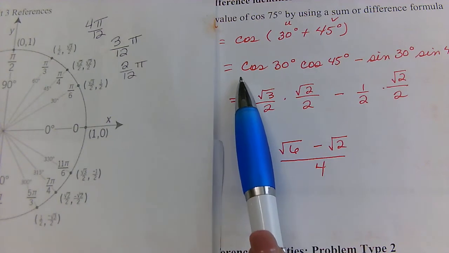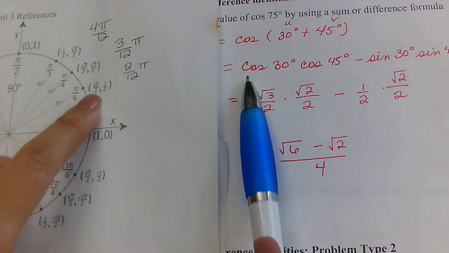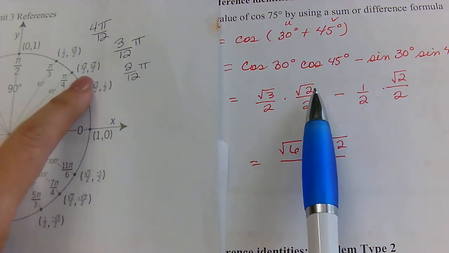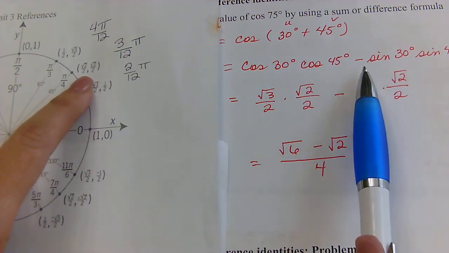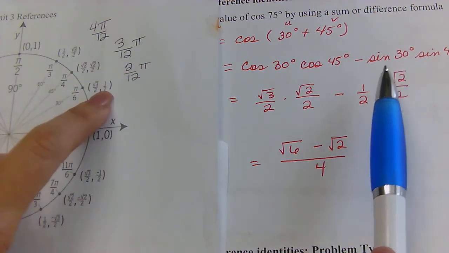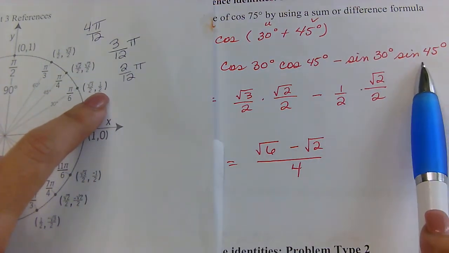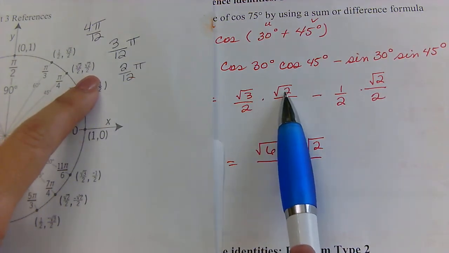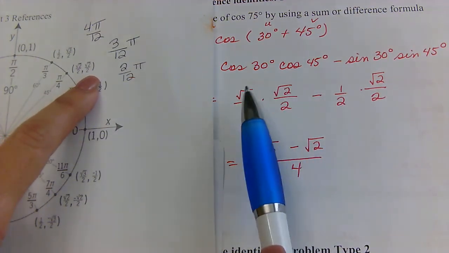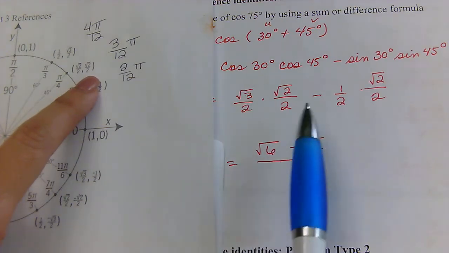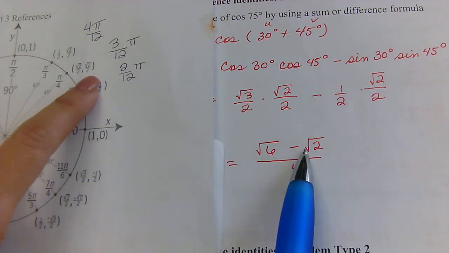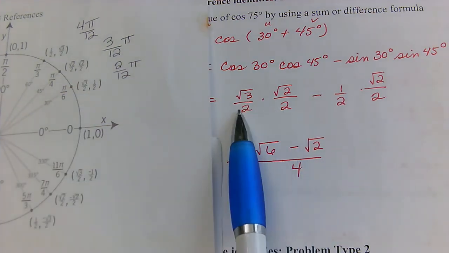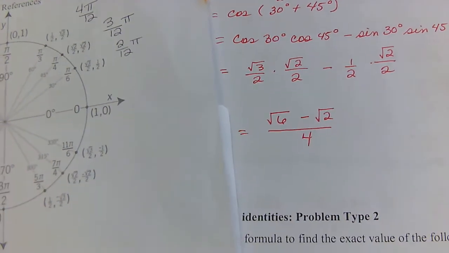All right, let's evaluate. Cosine of 30 is going to be square root of 3 over 2. Cosine of 45 is going to be square root of 2 over 2, minus sine of 30, which is 1/2, times sine of 45, which is square root of 2 over 2. Multiply the interiors when you have radicals. So 3 times 2 is 6, minus square root of 2, all of that over 4. Don't forget to multiply the denominators together. Okay, so you have 4.